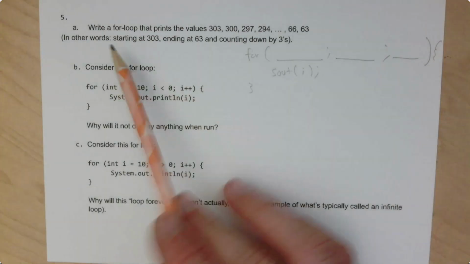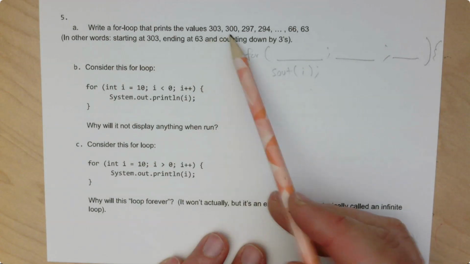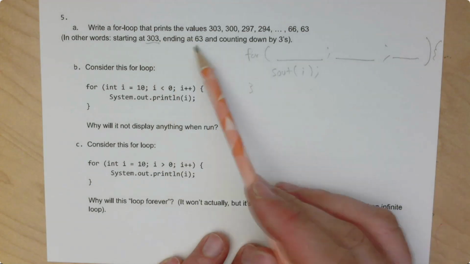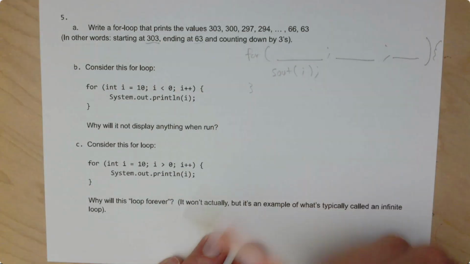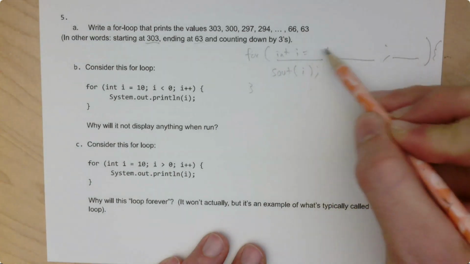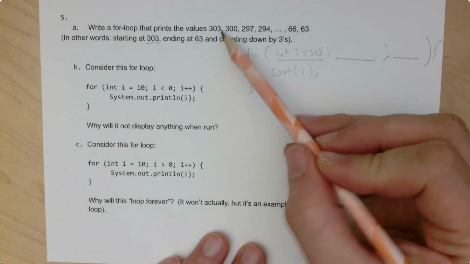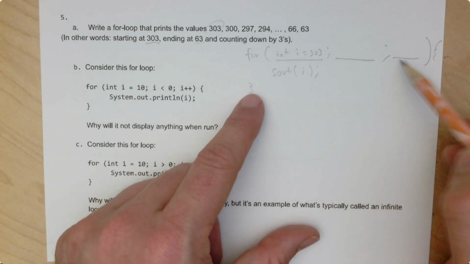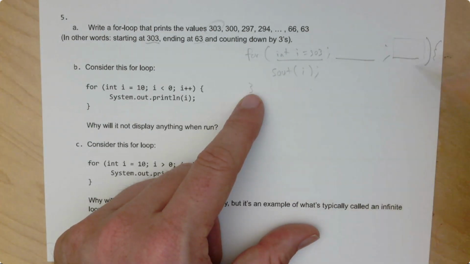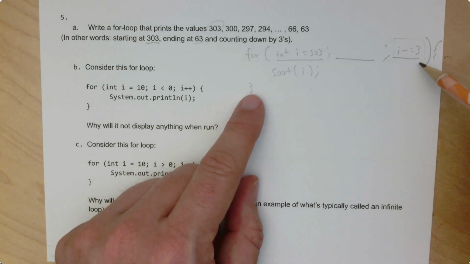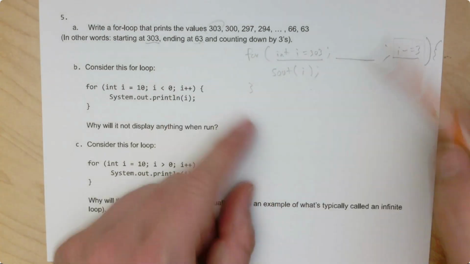Okay, so write a for loop that prints the values 303, 300, 297, and so on down to 63. So we're going to start at 303. We're going to end at 63. We're counting down by 3s. So I'll initialize the loop counter i to be 303, because that's where I want to start. Every single time after my loop body executes, this is how I want to change my loop counting variable. So I want i -= 3. So I'm going to subtract 3 each time. And then I want to go all the way down to 63.